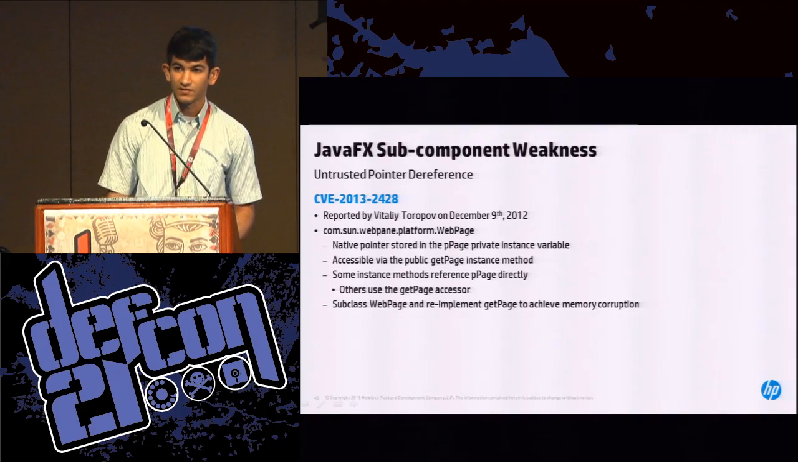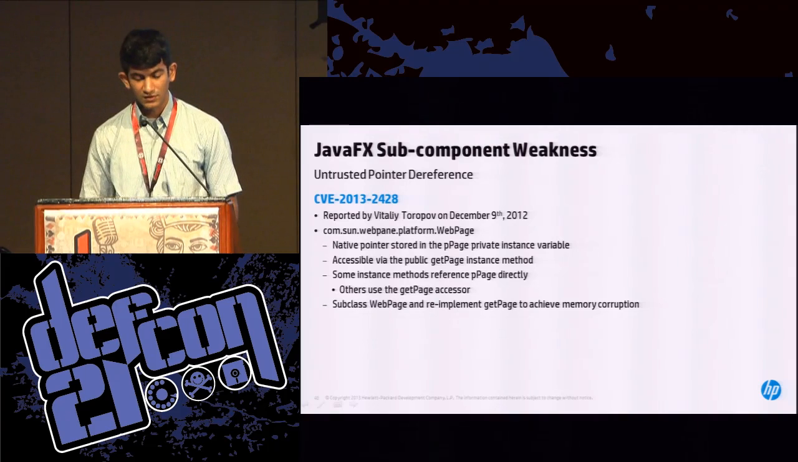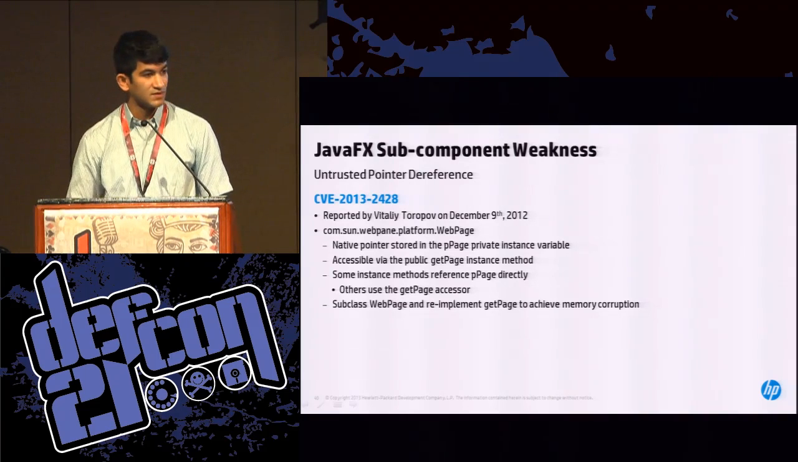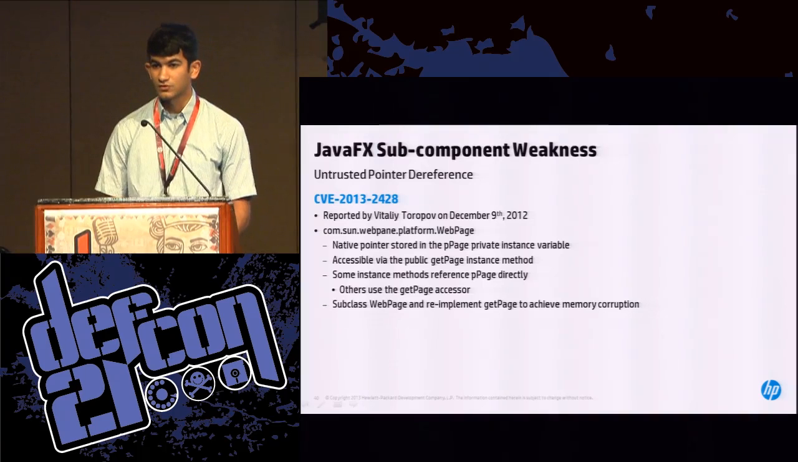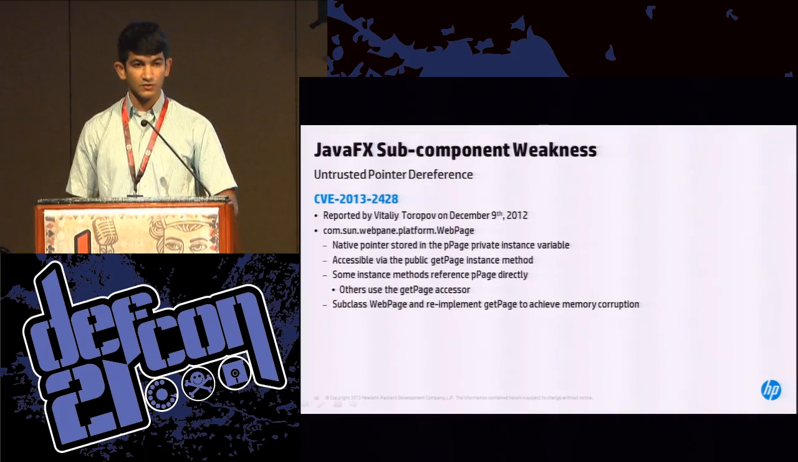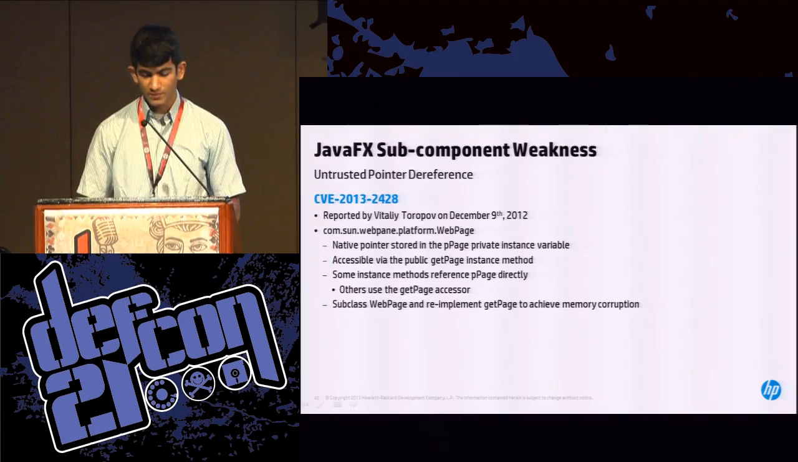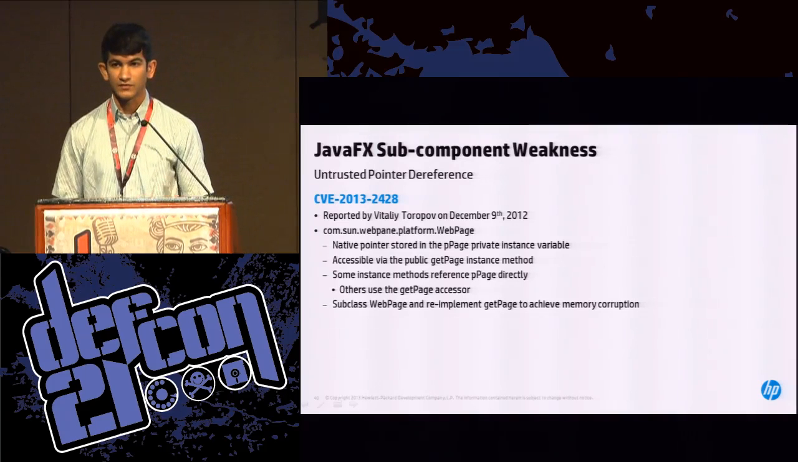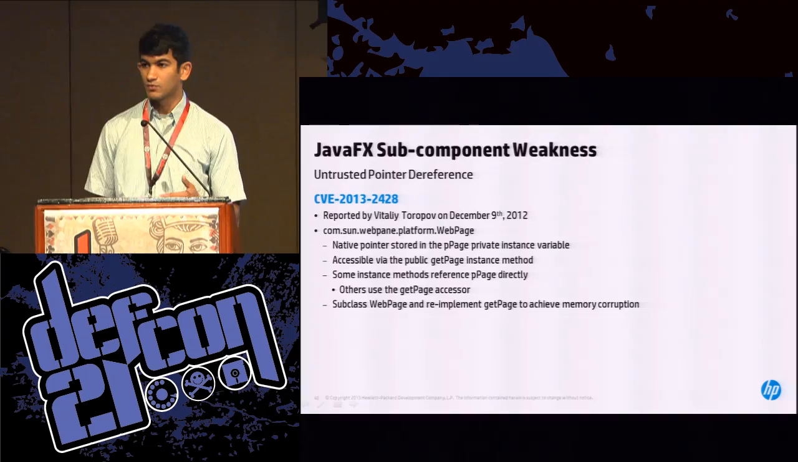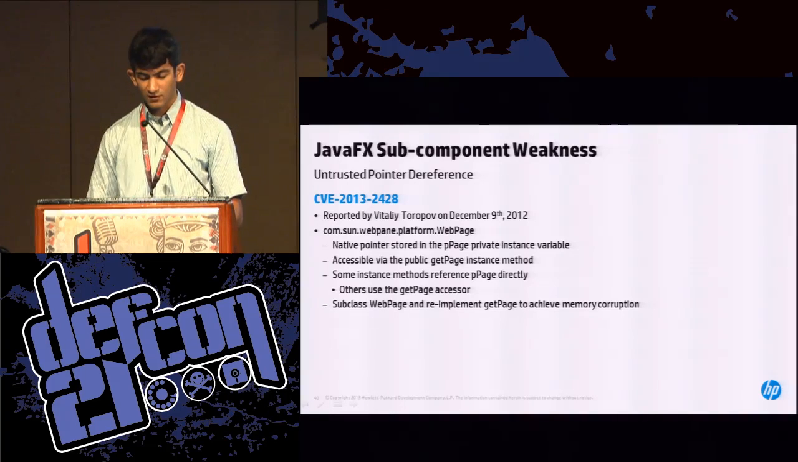So the last vulnerability is in the JavaFX subcomponent and is an untrusted pointer dereference, which, as Brian mentioned, is his favorite bug in Java. It was reported to us by Vitaly Toropov, and this particular one exists in the com sun webpane platform WebPage class. The issue lies in that the WebPage class has native functions that are executed through Java Native Interface, and one of them will allocate a buffer in C land and then return it back to Java land. This is then stored in the pPage private instance variable.